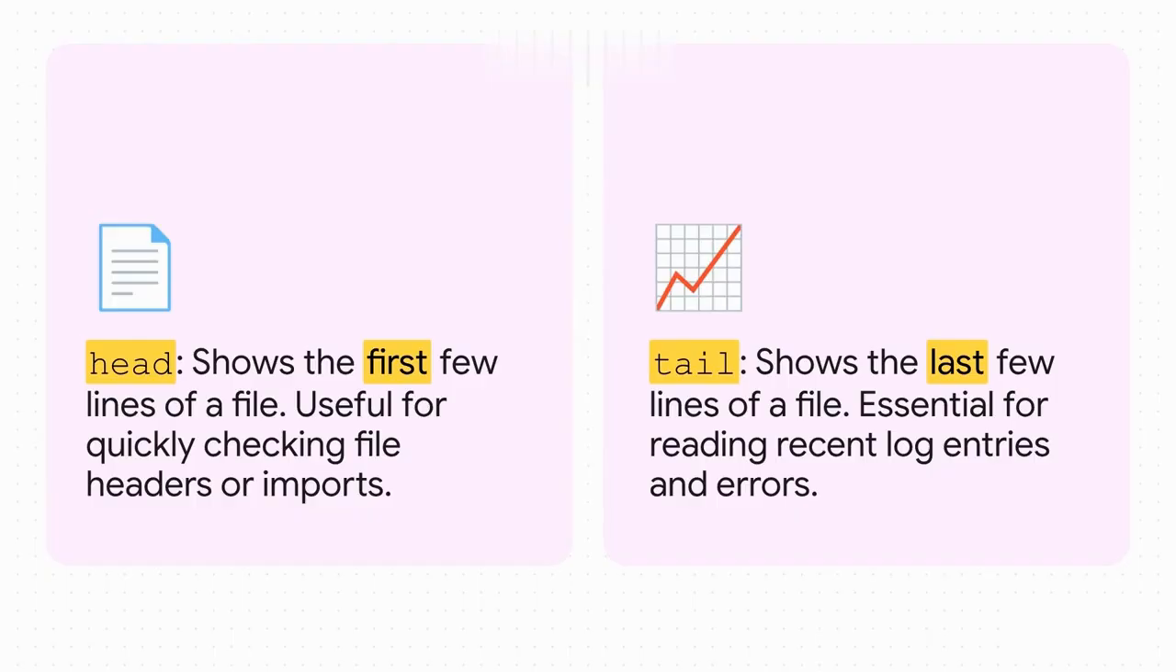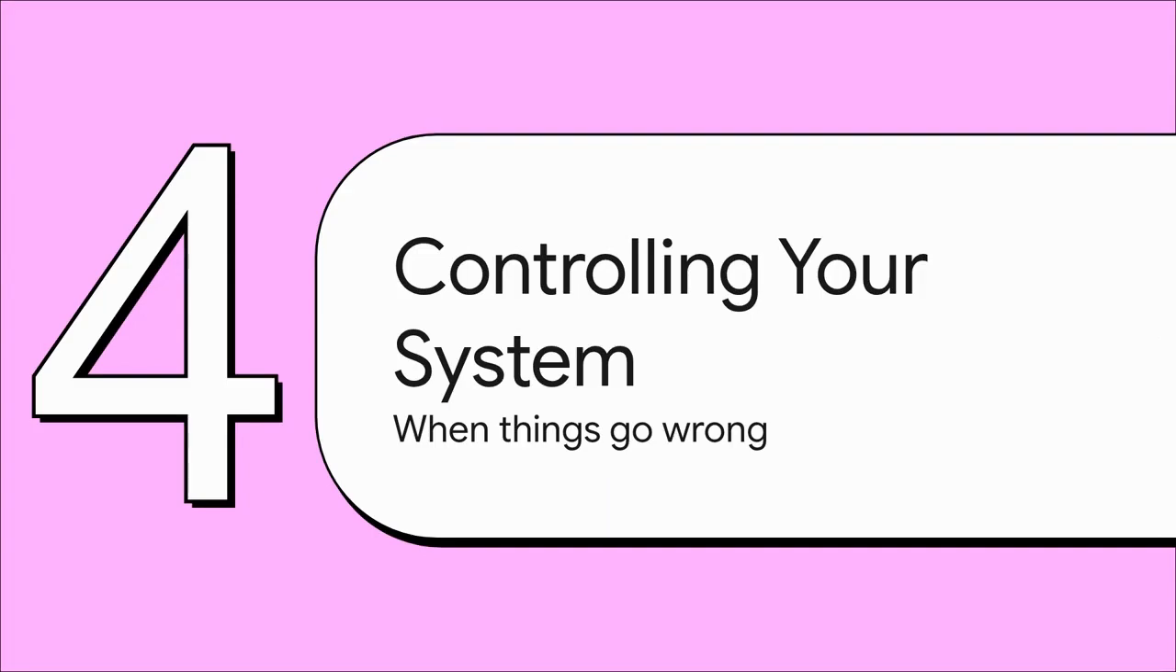And tail shows you the last few lines, which is an absolute lifesaver when you're watching log files for new error messages. You can even use tail -f to watch a file update in real time. Game changer.